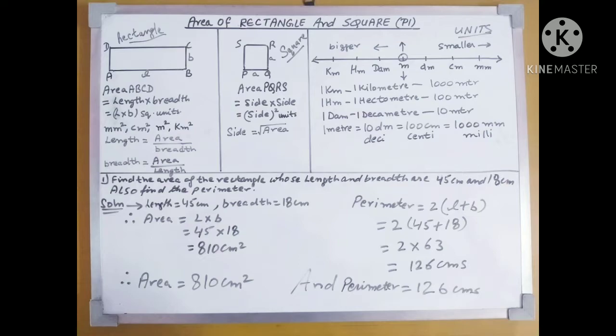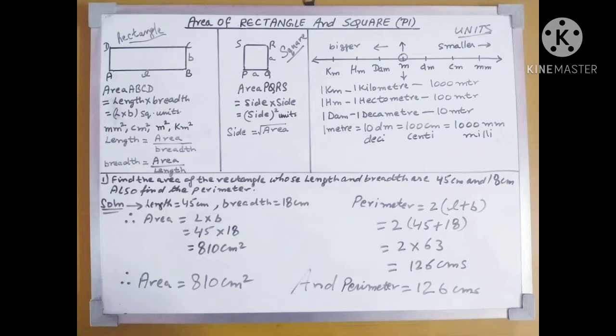We have a square PQRS. In a square all the sides are equal. So on the same lines, if we want to calculate the area, we will write PQ into QR, that is A into A, which means side into side. So we will have area of square is equal to side squared, that is side into side, right? Units will be the same, centimeter square, meter square, kilometer square, millimeter square, and take care that whatever quantities you are multiplying, both or all the quantities should have the same units, right?